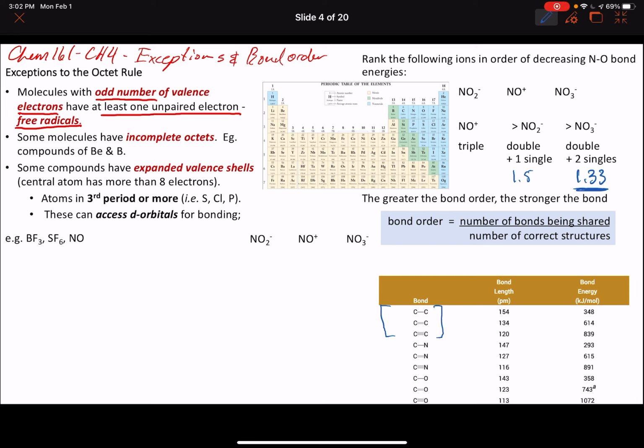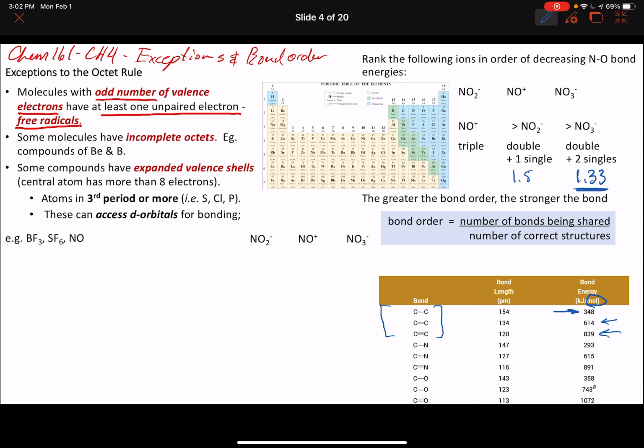So the triple bond should be the strongest. It would take 839 kilojoules to break 1 mole of those triple bonds. If I had 1 mole of double bonds, it takes 200 kilojoules less, on the order of 614 kilojoules to break 1 mole of double bonds in carbon. And the weakest is going to be the single bonds. Here, 348 kilojoules are needed to break 1 mole of those carbon-carbon single bonds.